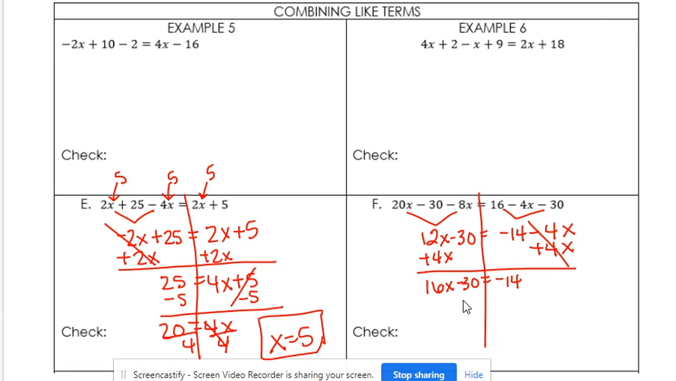Now we have constants on both sides. So we're going to move the one that's on the side with the variable by adding 30 to both sides. So 16x equals negative 14 plus 30 is 16. Last step is divide by 16 because we want to get the x alone. And 16 divided by 16 is 1. All right. Hope you did well.